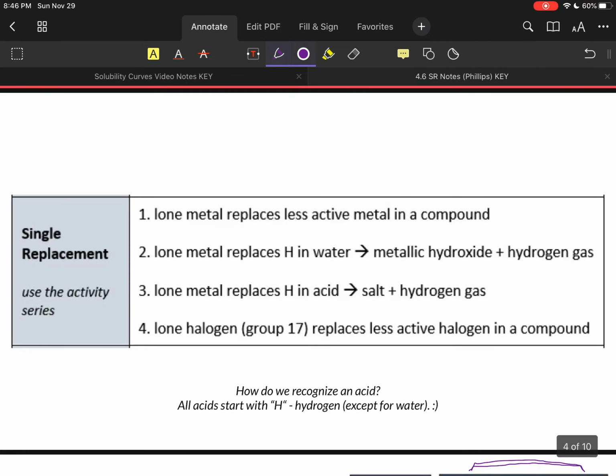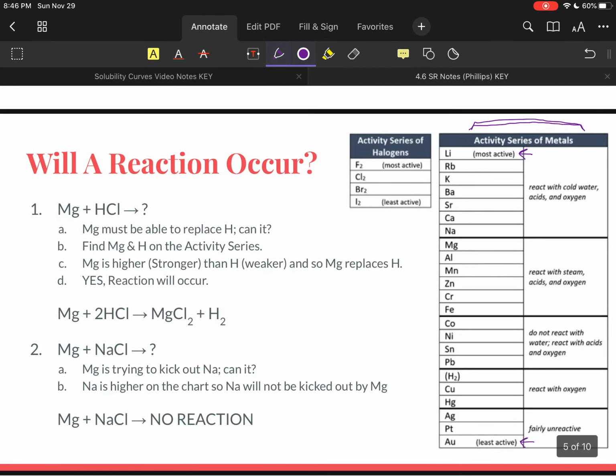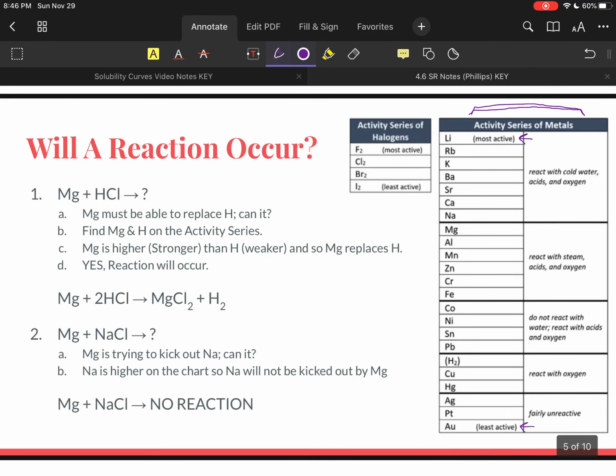So we have some rules, and what we're going to do is work an example for each of these rules. That way you can see what they mean. So we'll talk about them as we get there. So again, we've already gone over this. One thing we want to look at before we do any work is to make sure we're actually going to have a reaction.